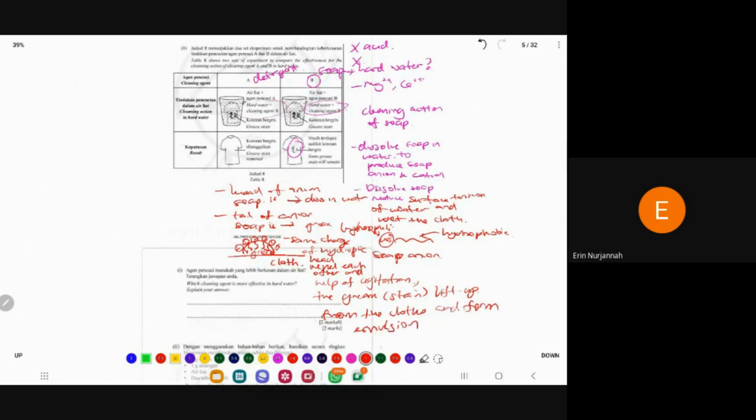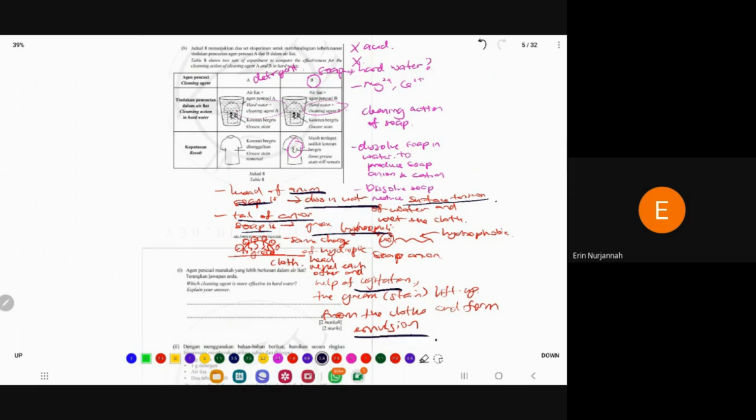Okay, so the keywords you have to mention: reduce the surface tension of water. And then you have a hydrophilic head dissolved in water, a hydrophobic tail dissolved in grease, and then agitation, and then emulsion. Okay, this is the one.